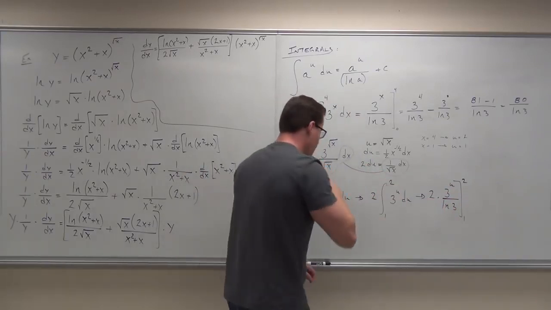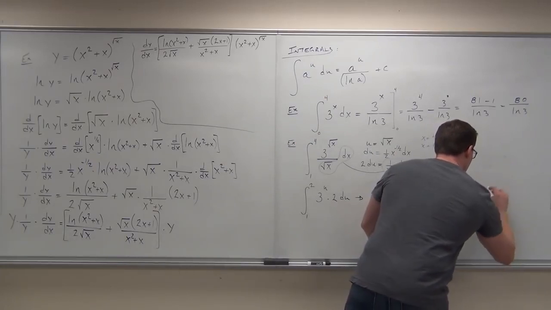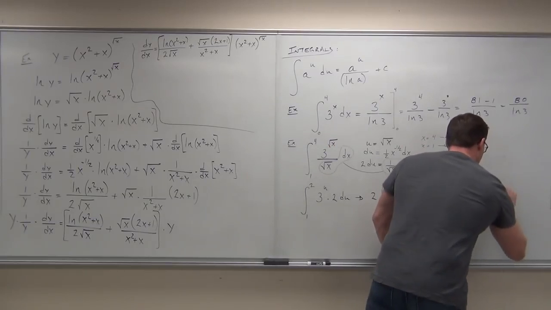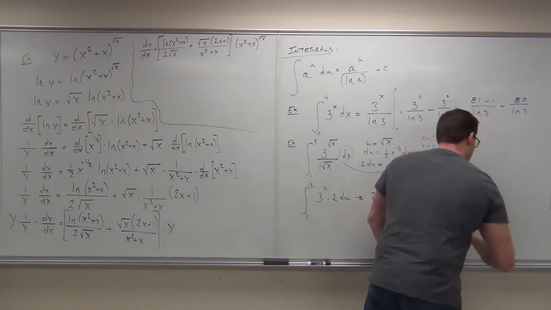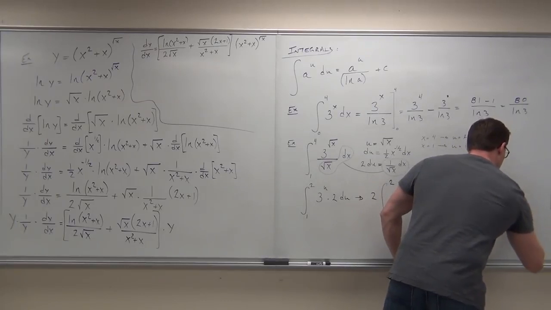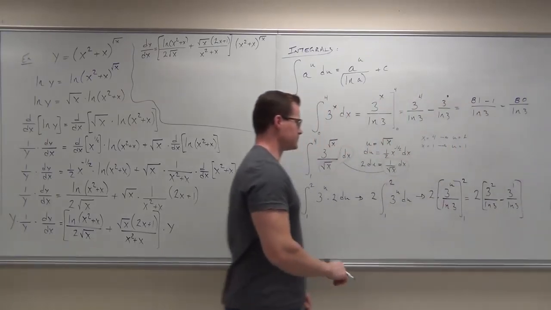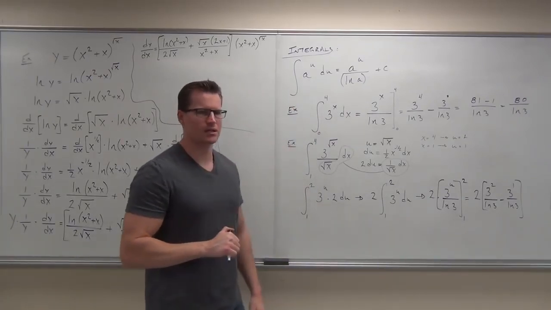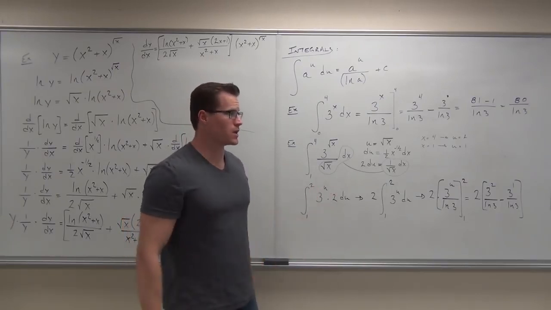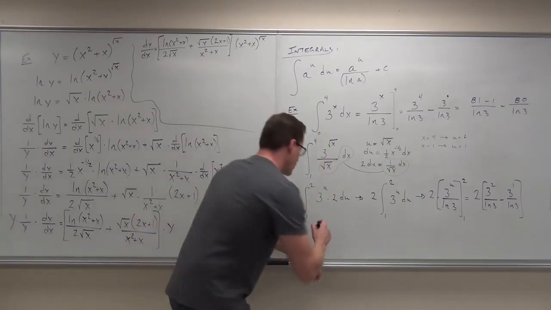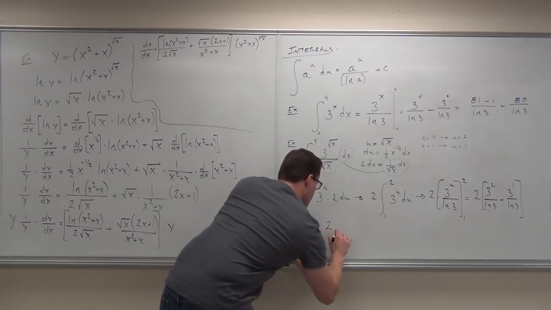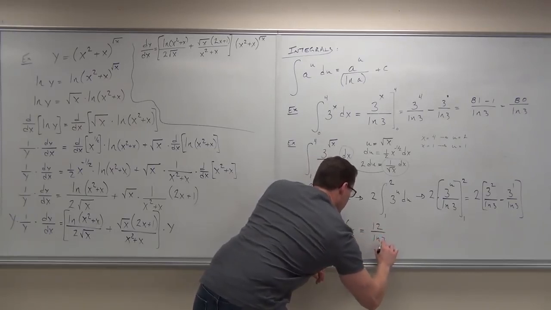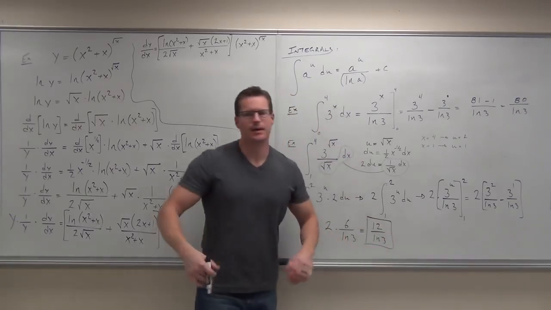Okay, so we have 2 out front. You can leave that 2 out there and multiply later. We'd have 3 to the second over ln 3 minus 3 to the first over ln 3. Let's go for it. 3 to the second is 9, 3 to the first is 3, so 9 minus 3 is 6 over ln 3. So we get 2 times 6 over ln 3, or 12 over ln 3. And that's the idea.